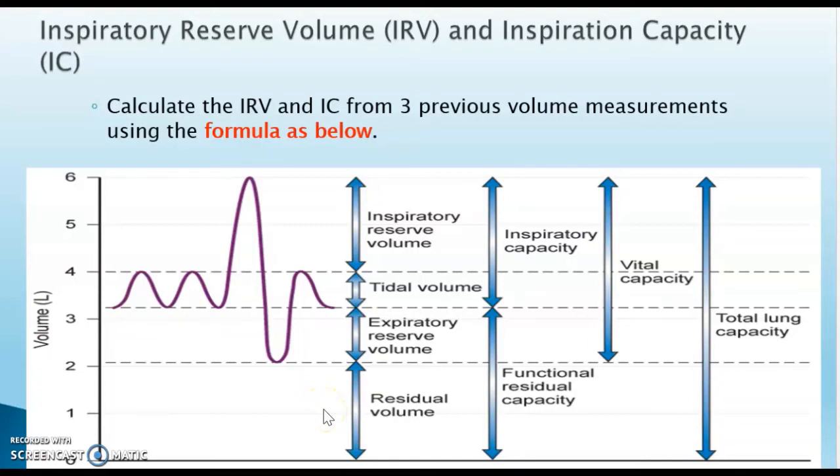Tidal volume is the volume of air that is inhaled and exhaled at each breath during normal quiet breathing. The second type of human respiratory volume that could be measured using a spirometer is called expiratory reserve volume. Expiratory reserve volume is the volume of air that can be forcefully expired after a normal or resting expiration.